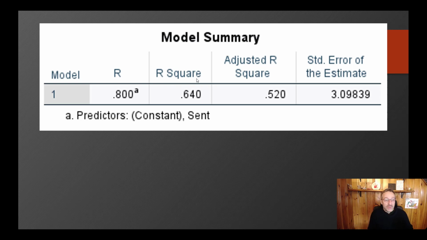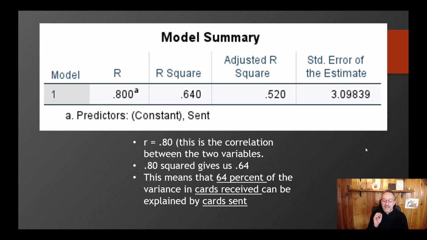There's two ways to get it when you just have the two variables. One, we have our R right here, which is our Pearson's R, which was 0.8. You can actually just take 0.8 times 0.8 to get, just like it sounds, R squared, which is a 0.64. What this 0.64 is telling us is that 64% of the variance in cards received can be explained by cards sent. That's pretty good. We got rid of like 64% of the error by using that sent as a predictor. Again, we could get that just by 0.8 times 0.8 to 0.64.